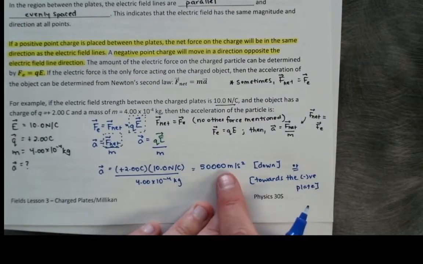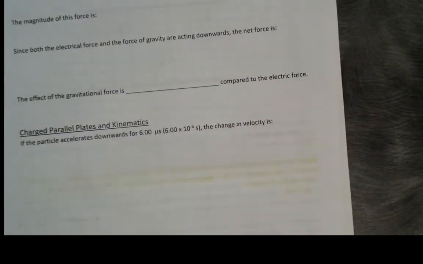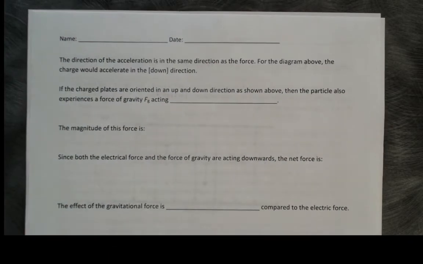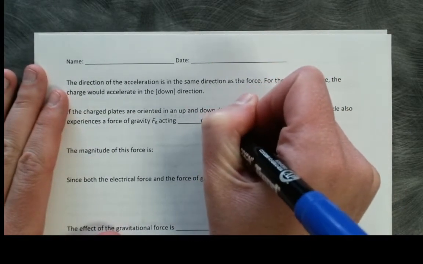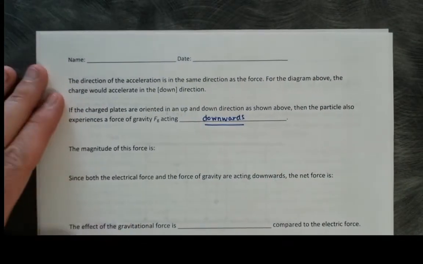You could also put this in scientific notation if you wanted, 5.00 times 10 to the power of 4 meters per second squared. Up to you. The direction of the acceleration would be the same, down. Sorry, I just went over that. If the charged plates were oriented in an up and down direction, the particle also experiences a force of gravity, and we know that gravity acts downwards.